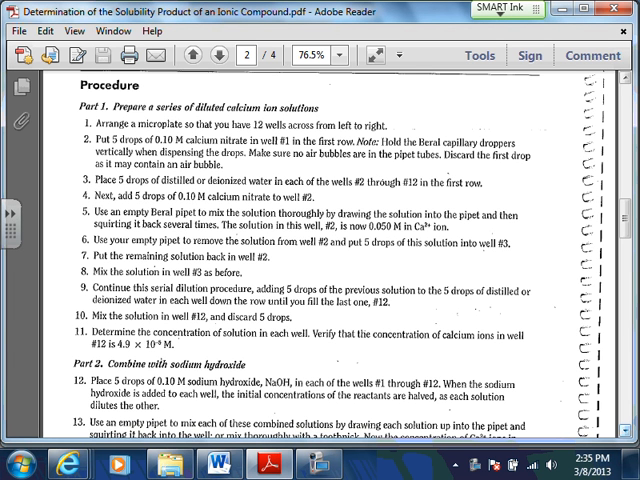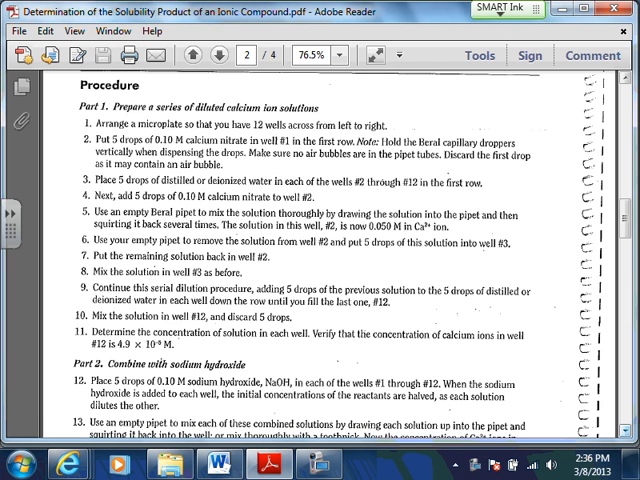Then you're going to mix that solution thoroughly, and then you're going to take out 5 drops of the solution from well 2 and put them into well 3, then you're going to put the rest of it back into well 2. You're going to mix. Because well 3 also had 5 drops of water in it, now you're cutting the concentration in half again, and you're going to continue to do this until you get all the way to number 12. Then you're going to have a very dilute solution at that point.